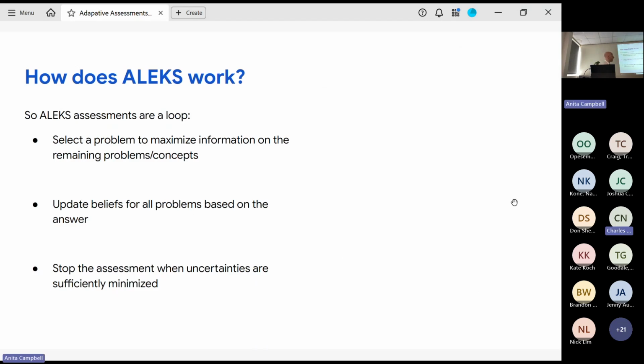Okay, so how does an ALEKS assessment actually work? It's a loop. We have to have a starting belief of what the probability is that a student can do any given question. And that's based on all the students that have taken the assessment previously. And so we make some default prior assumption on what all these probabilities are. Then, based on the problems where we have the most uncertainty, we select a problem and see if the student answers it correctly or incorrectly.